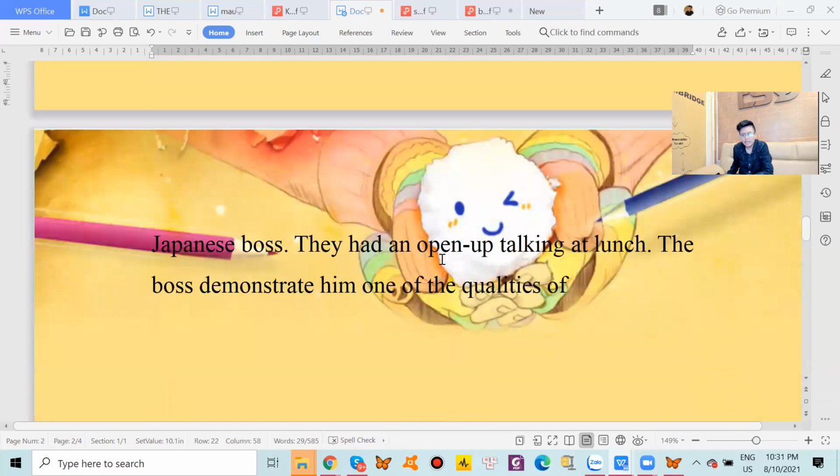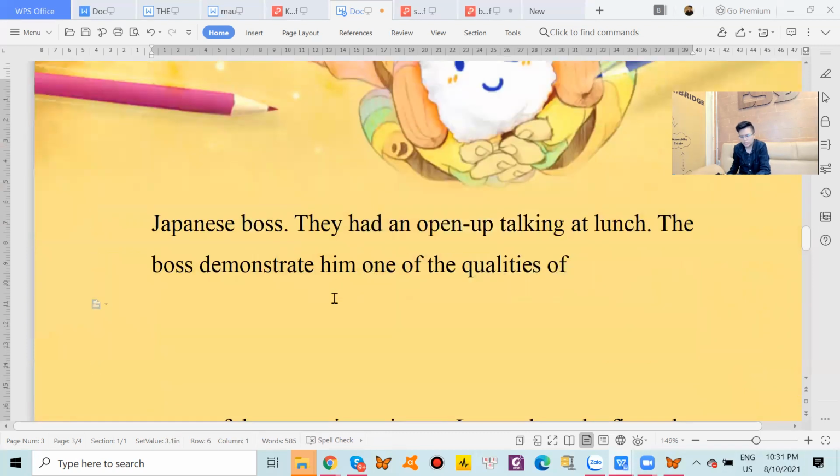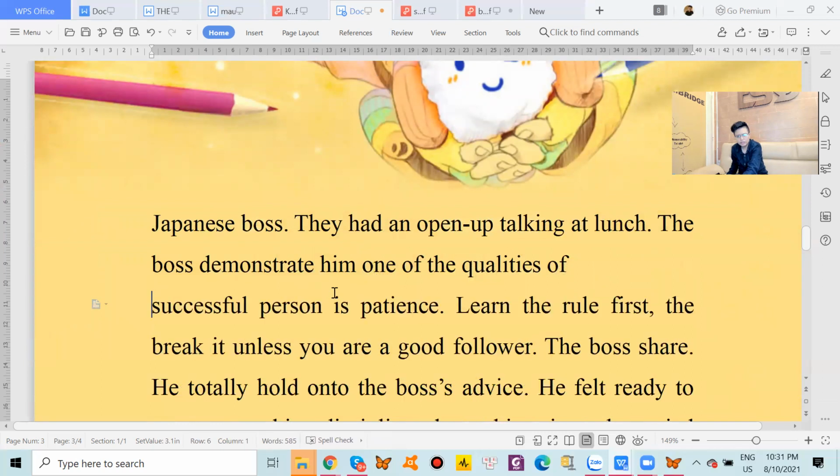So right here, they had an open up talking at lunch. The boss demonstrates one of the qualities. So right here is the rest of the sentence.